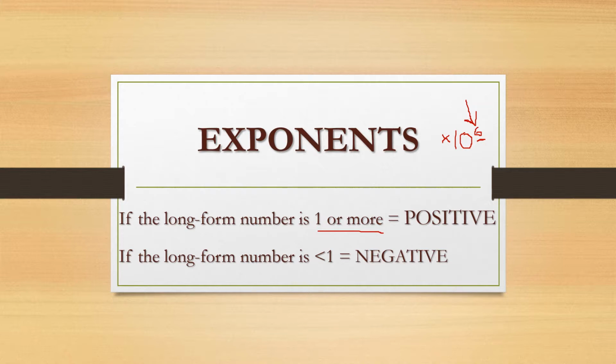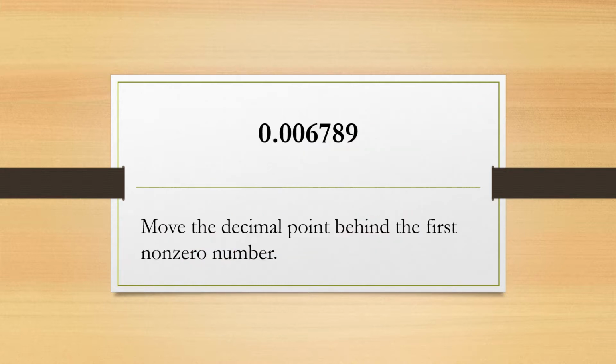Now, if the long form number is less than 1, meaning that it would be 0 point and some number after a decimal, you wouldn't even have one number in the ones place, then the exponent is going to be negative, because you're going to end up moving the decimal point. When you move the decimal point in the number, you're going to end up moving it backwards. So when you move the decimal point backwards, you end up making the exponent negative. So let's see what I'm talking about.